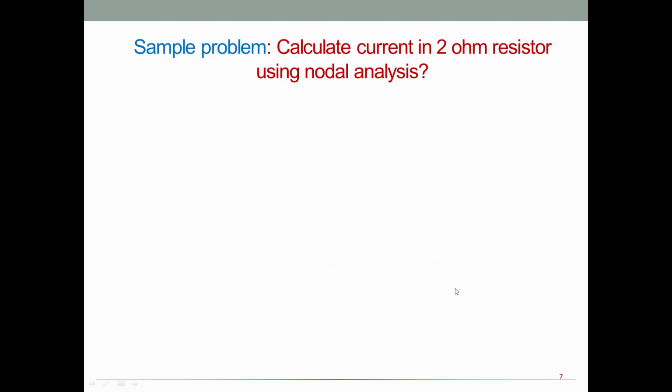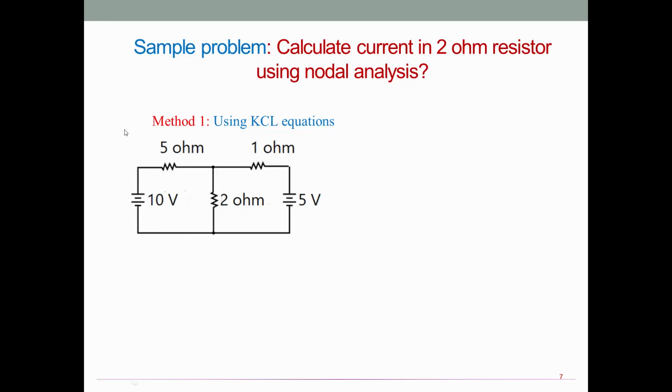Let me go to the sample problem. Calculate current in the 2 ohm resistor using nodal analysis of the following circuit. I am going to solve this problem using two different methods. Method number 1 is the KCL equation. Now this is the circuit. I am going to solve it now. I will follow the step-by-step procedure.